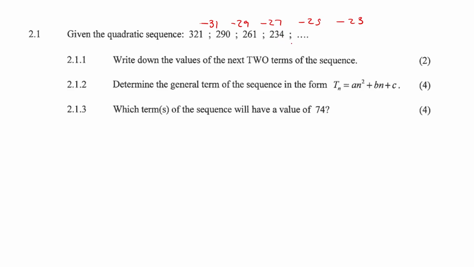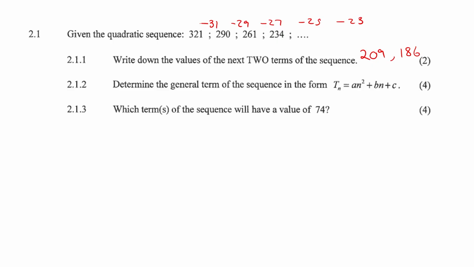So 234 minus 25 is going to be equal to 209. 209 minus 23, that is going to be equal to 186. Okay, relatively easy question there, nice level 1. Next, 2.1.2. Determine the general term of the sequence in the form Tn equals an squared plus bn plus c.